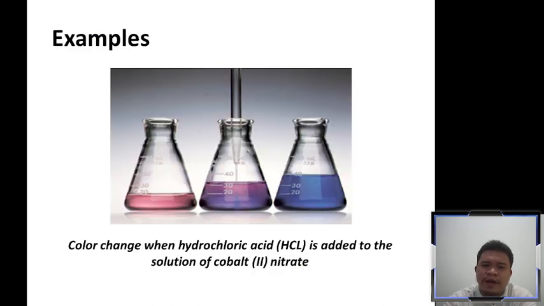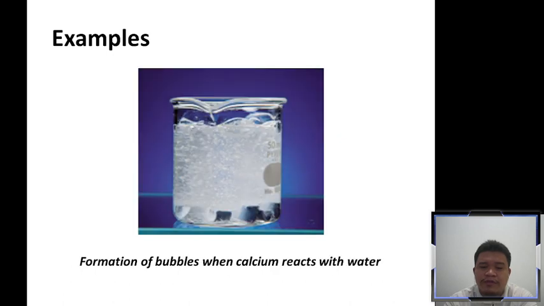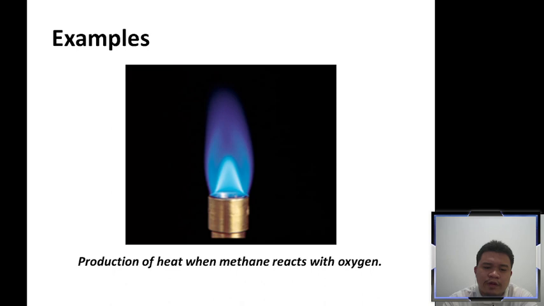So some of the examples, like for example, in the change of color, when you mix HCl with the solution of cobalt nitrate, then we also have here in the precipitation, the precipitate between sodium dichromate and lead nitrate. So you can see there, the precipitate there is the yellow foggy-like substance that's settled at the bottom. Then we also have the formation of bubbles when calcium reacts with water. So another one is a very common example, the production of heat when methane reacts with oxygen.